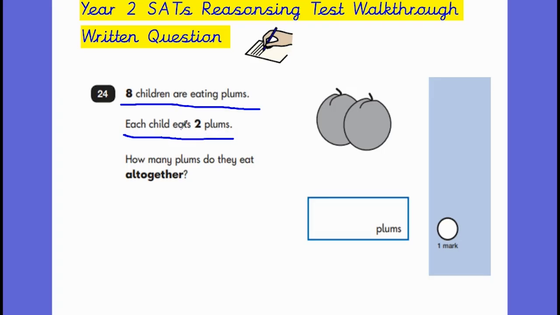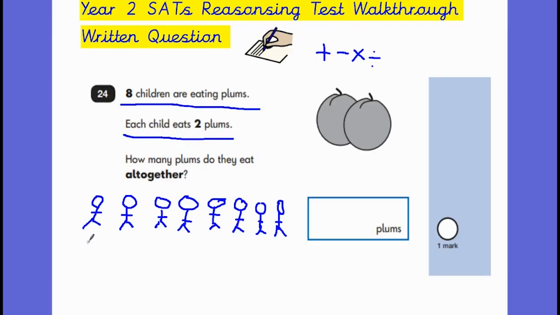So again, we need to work out what operation this is asking. Add, subtract, multiply, or divide. Now, if you have 8 children altogether and they each eat 2 plums, there's nothing wrong with them being able to draw a picture to help them answer this question. So if we have 8 children and they have 2 each, what?